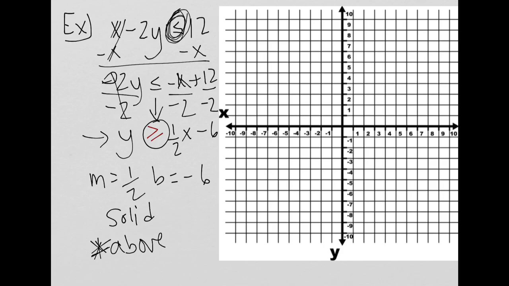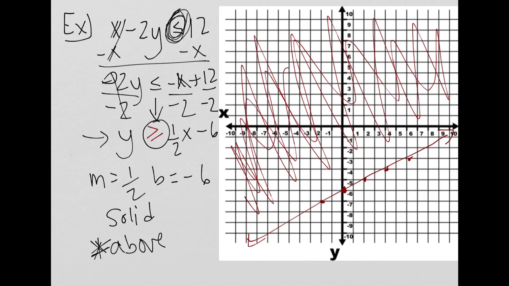This is the key. If you do not flip that sign, you're going to shade on the wrong side of the line. So I'm going to go down to -6. I'm going to go up 1/2. Alright, that's enough points to get us going. I want a solid line through there, and I want everything above. Make sure you are flipping that sign, otherwise you would have shaded on the wrong side.